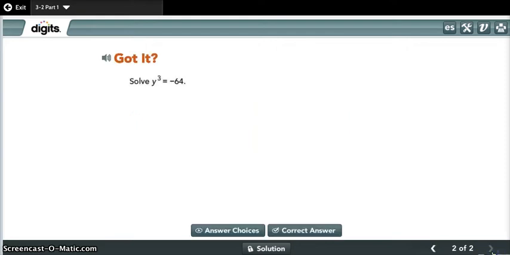It is time for you to try this one in your book. Go ahead and try -64. What's the cube root of -64?